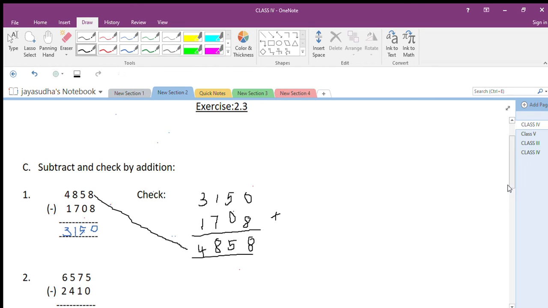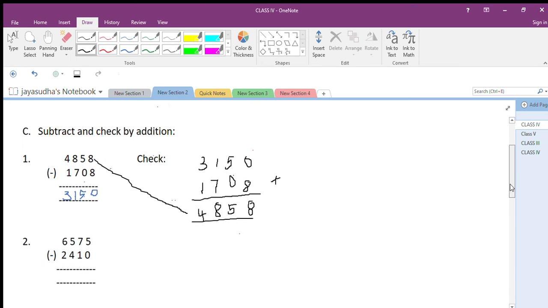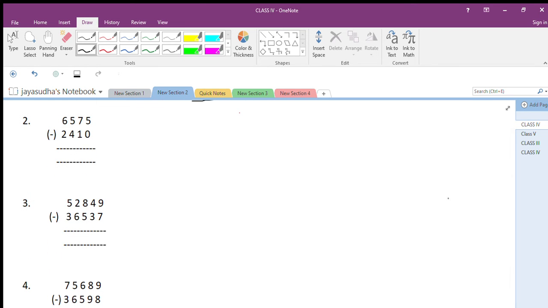Next, move on to the next sum. Look at here. 5 minus 0, what? 5 minus 0, 5. Okay, next 7 minus 1. Any number minus 1, you get the before number. So 7 minus 1, what? 6. 7 minus 1, 6.